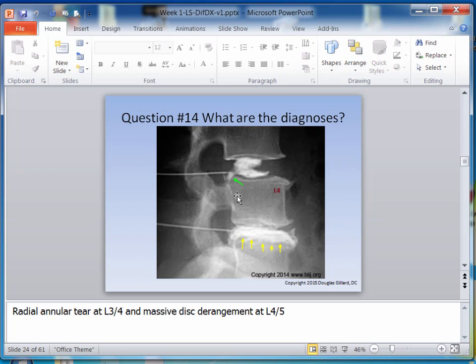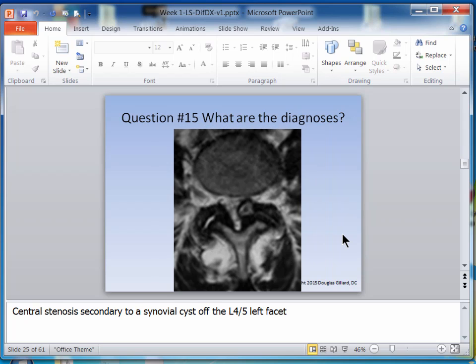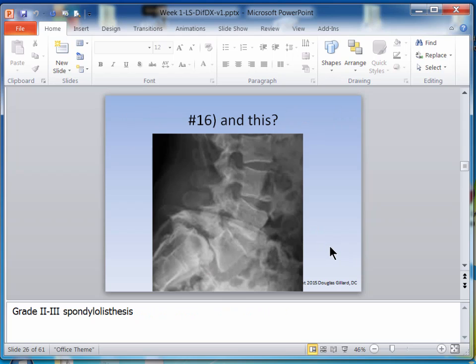This is discography, right? We talked about discography. There's the needles. They pressurize, they pump a contrast into the disc to see where it's torn. This green arrow is a what? That's a radial annular tear, or just an annular disc tear. This disc is shredded here. Remember what that is? I'll let you study that one yourself.